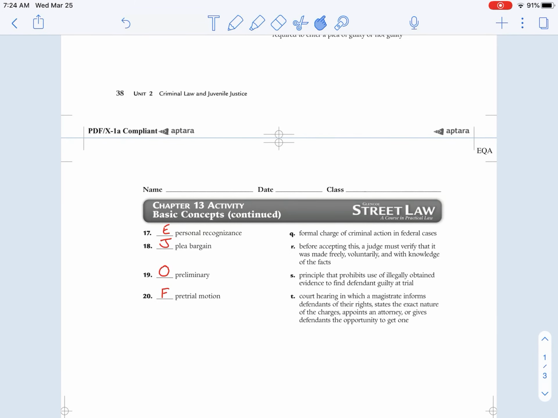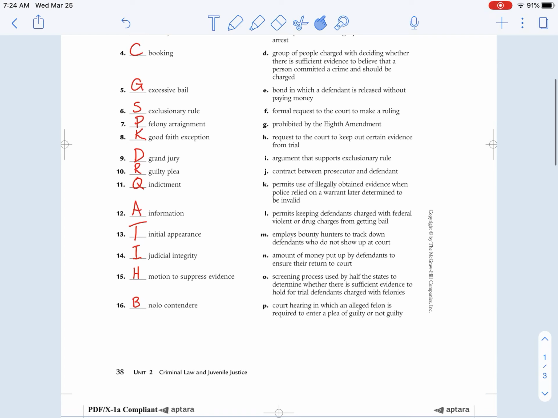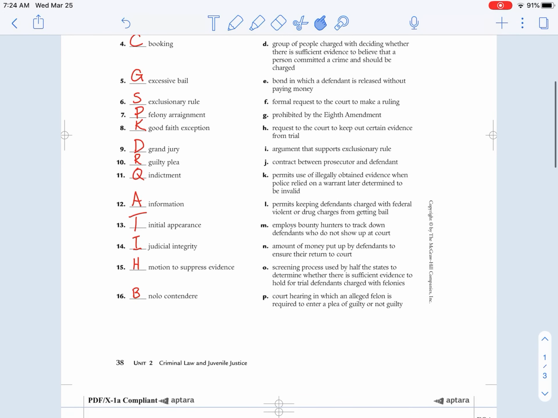Number 17, personal recognizance. This is E. A bond in which a defendant is released without having to pay money. So somebody is released before trial without actually having to pay bail.